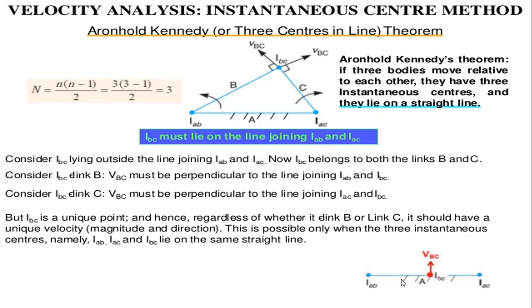So these are the instantaneous centers for the three links, that is three joints, IAB, IBC and IAC, which lie on a straight line.